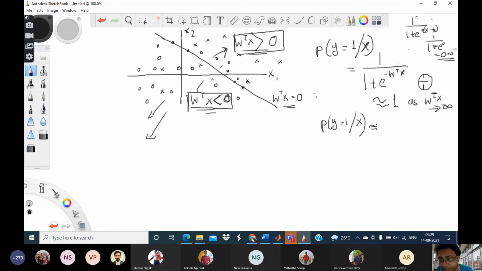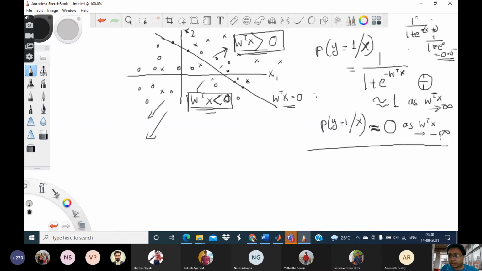And what happens to the corresponding probability? As this becomes closer and closer to minus infinity, the exponent term, and so the denominator, also tends to the positive infinity, which means that the whole thing tends to 0. So we can say that this probability tends to 0 as w transpose x tends to minus infinity.